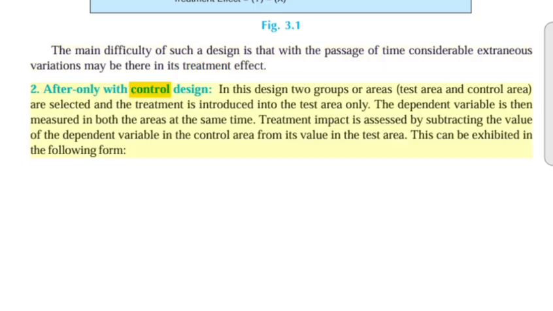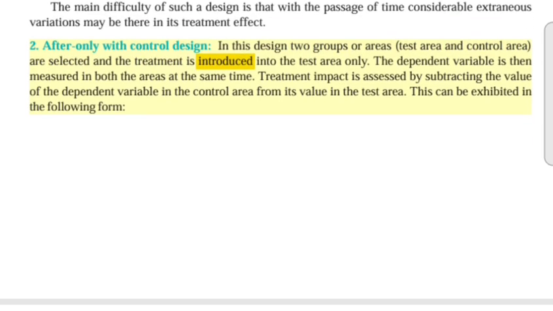2. After only with control design. In this design two groups or areas, test area and control area, are selected and the treatment is introduced into the test area only. The dependent variable is then measured in both the areas at the same time. Treatment impact is assessed by subtracting the value of the dependent variable in the control area from its value in the test area.